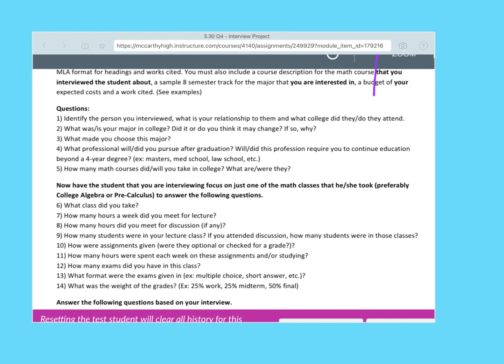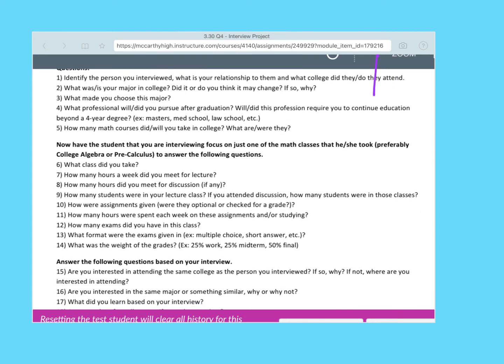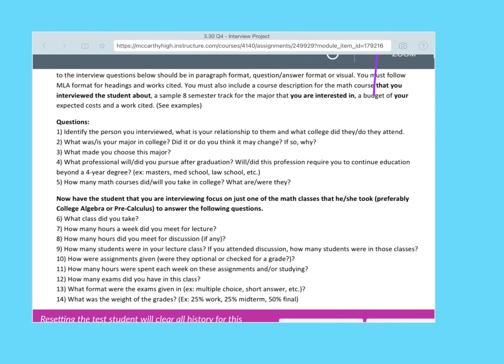How many students were in the lecture? It would have been hundreds for me. How many were in the discussion? Probably about 20 for me. But again, those are going to be different. How many assignments were given? Were they optional or checked for a grade? So did they have homework? Did they have, nope, here's what you can cover and you're on your own? Or was it checked? How many hours were spent each week on these assignments and/or studying?